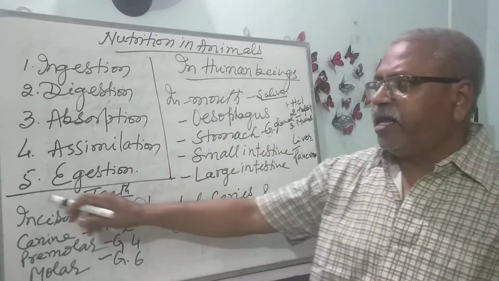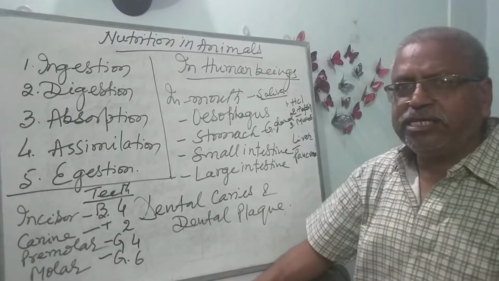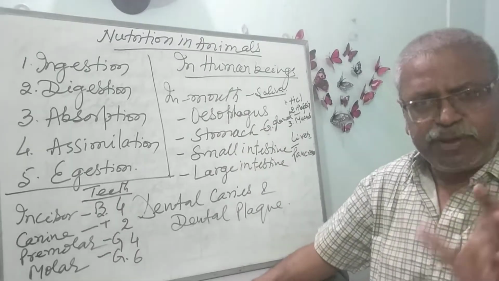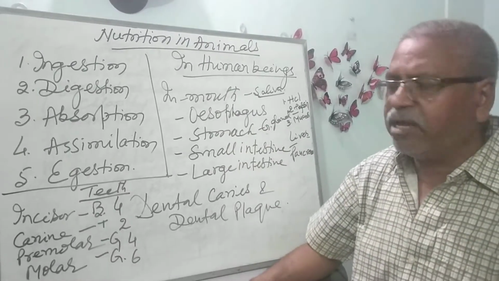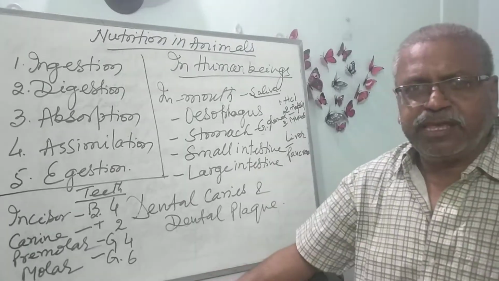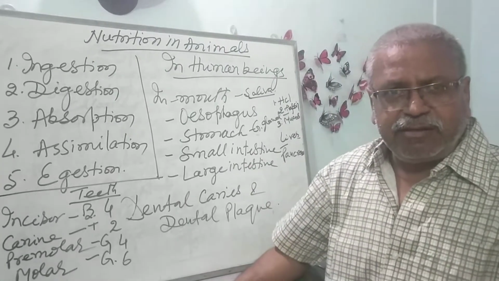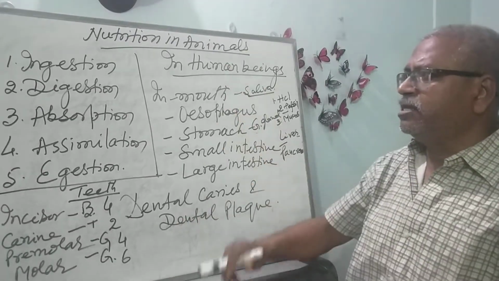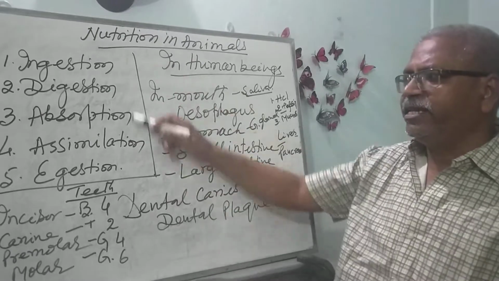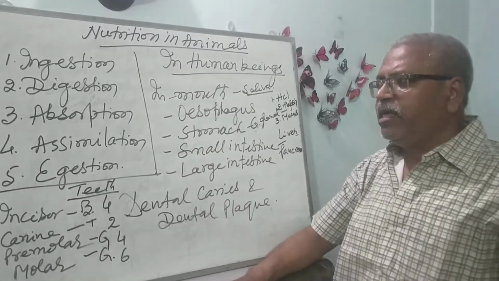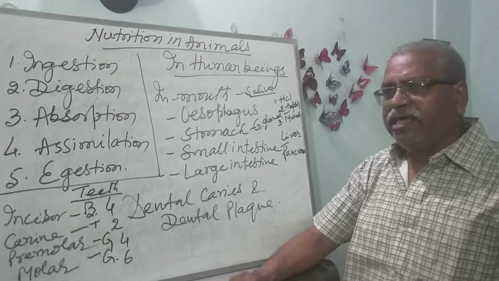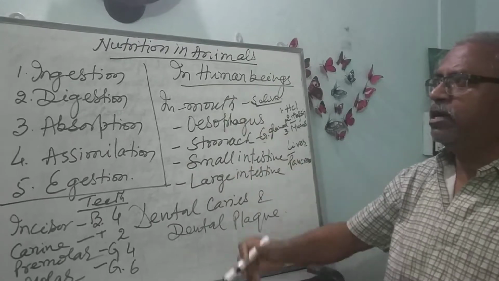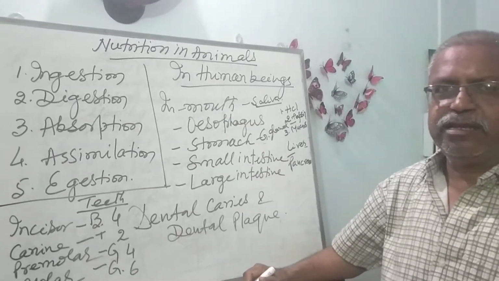In these steps, nutrition is completed in every type of animals, even in simpler organisms like amoeba, paramecium, and complex organisms like man, dog, cat, rat, cows, buffaloes. In all the animals, holozoic nutrition is completed in these 5 steps. You have to study particularly nutrition in human being, how the holozoic nutrition is completed in human being.